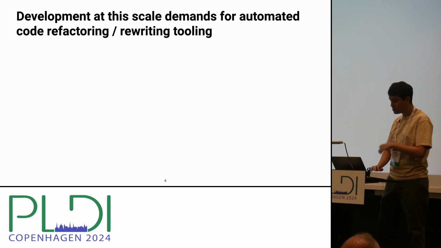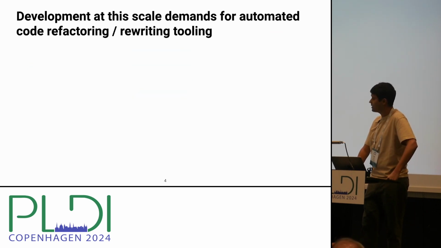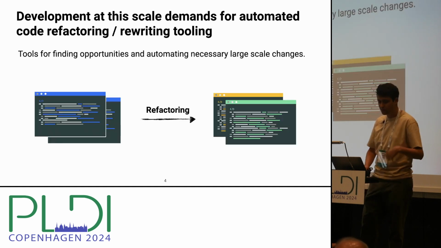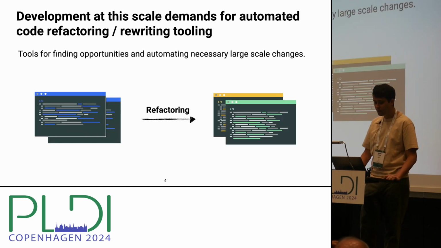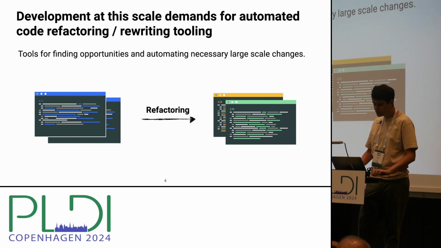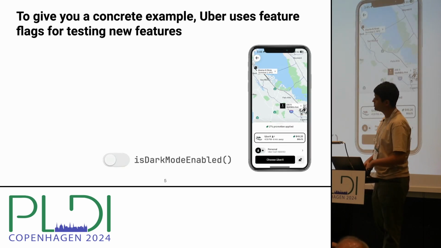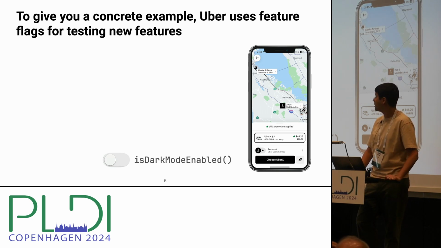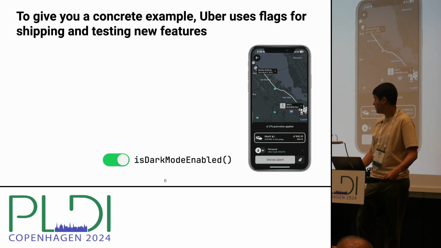Cool. As you can imagine, software development at this scale generally demands automated code refactoring and rewriting tooling. What I mean by this is tools for finding opportunities and automating necessary large-scale changes. To give you a very concrete example, Uber uses feature flag-driven development. That essentially means every feature that's implemented in Uber is guarded by a flag. A flag is just a toggle that triggers a particular behavior within Uber services. For instance, in the app, you can have an is-dark-mode flag that will activate dark mode.